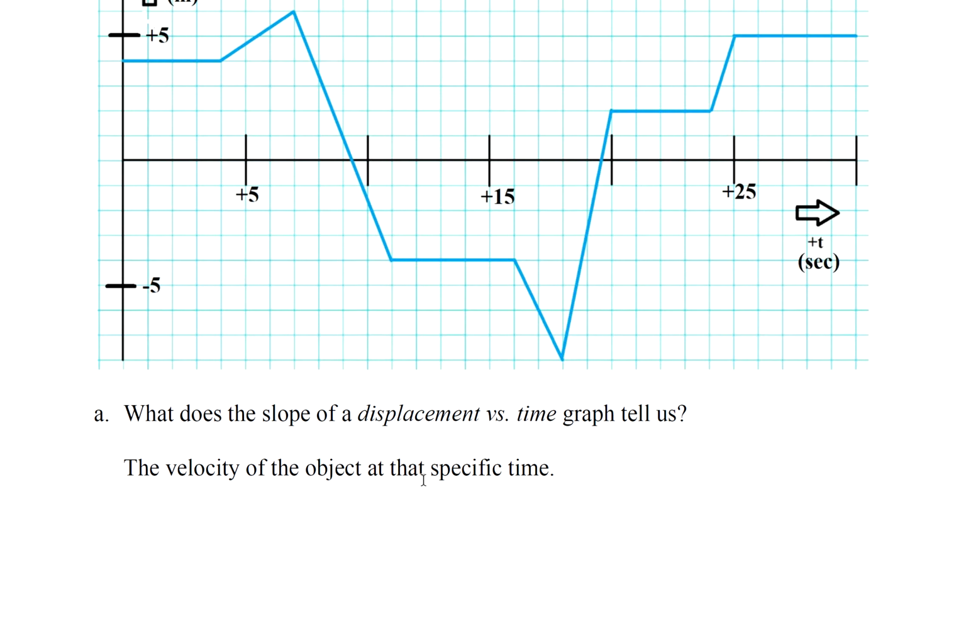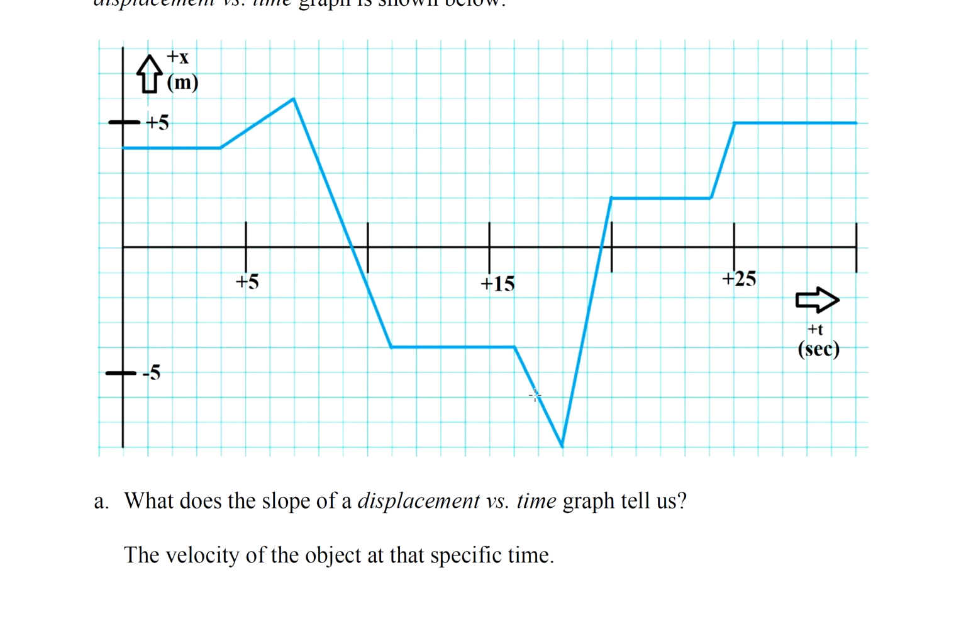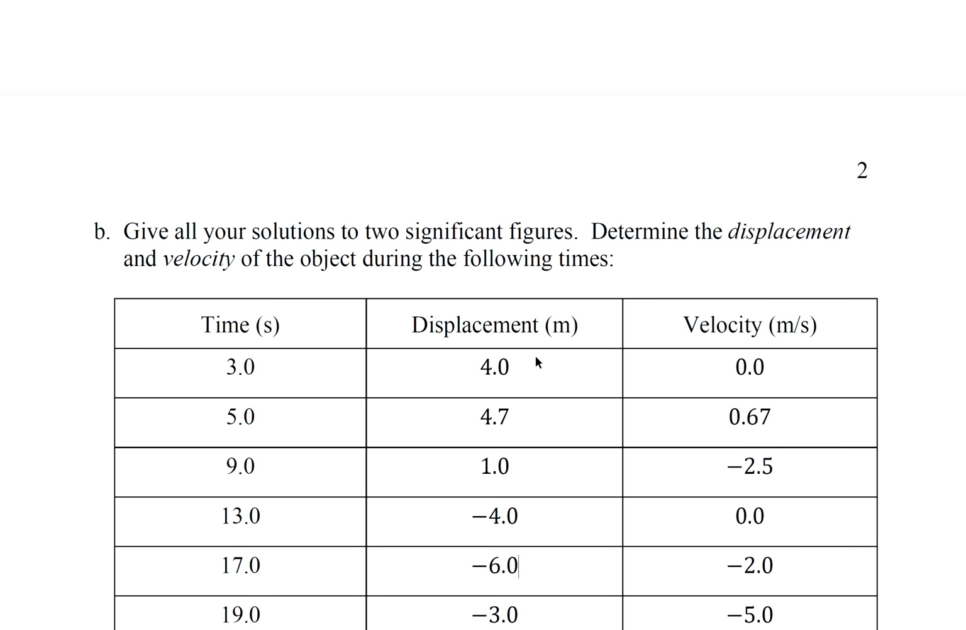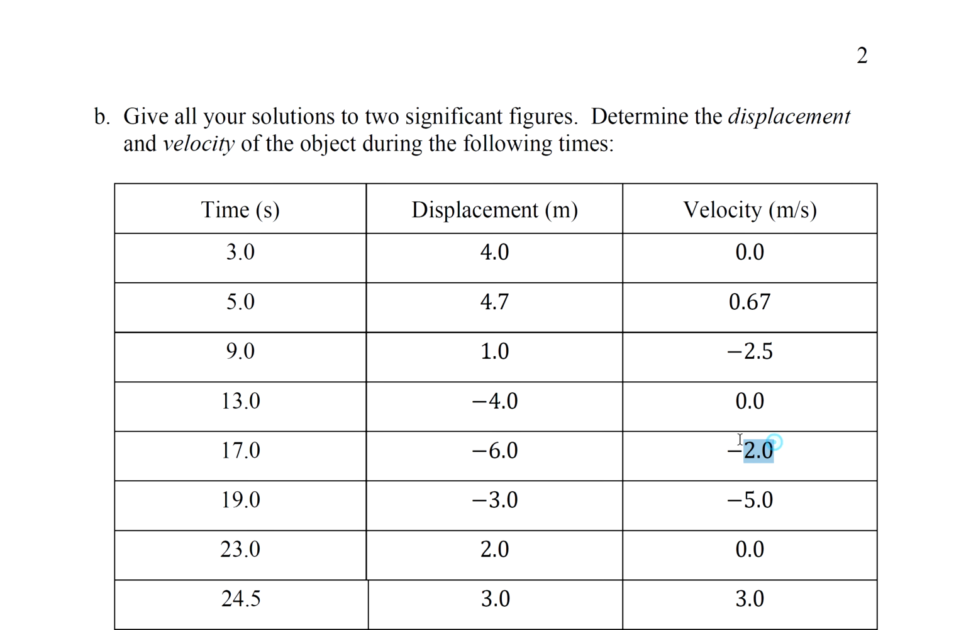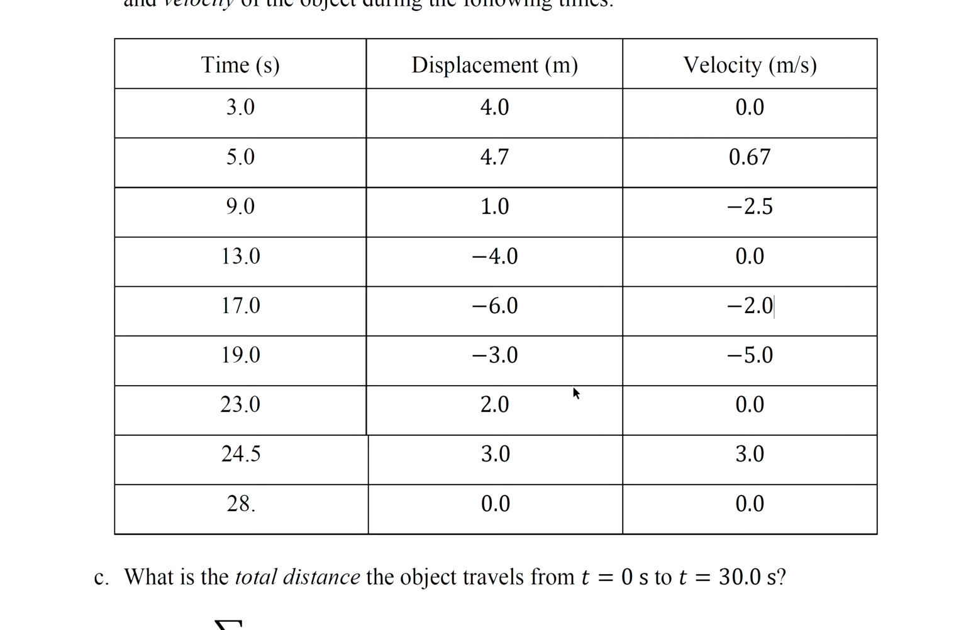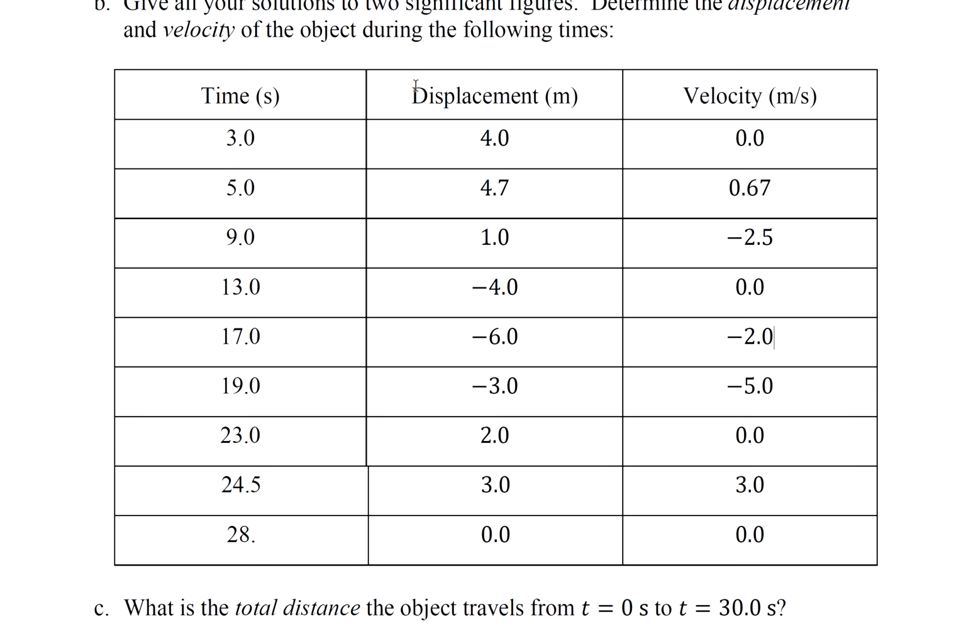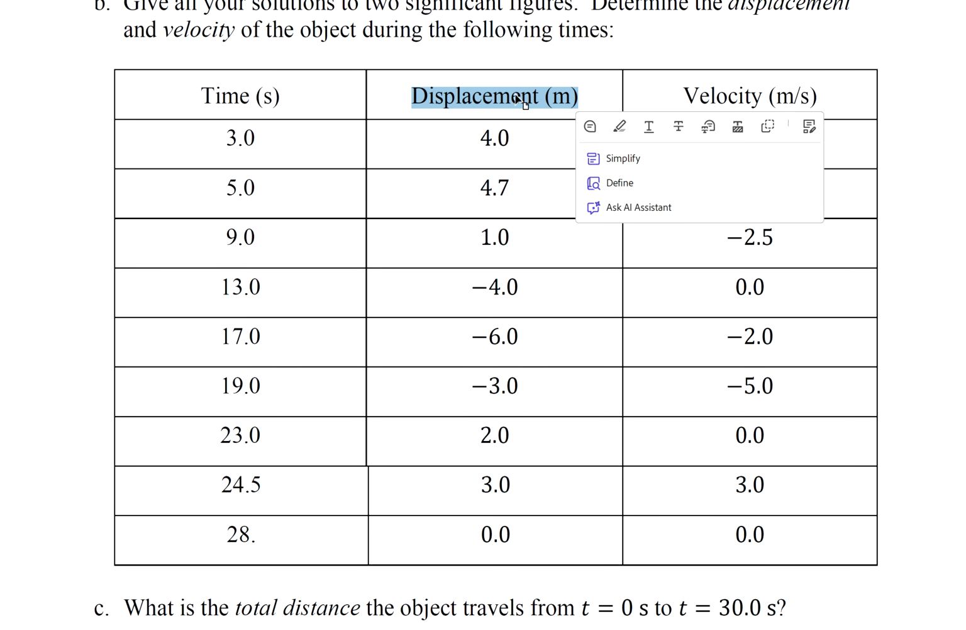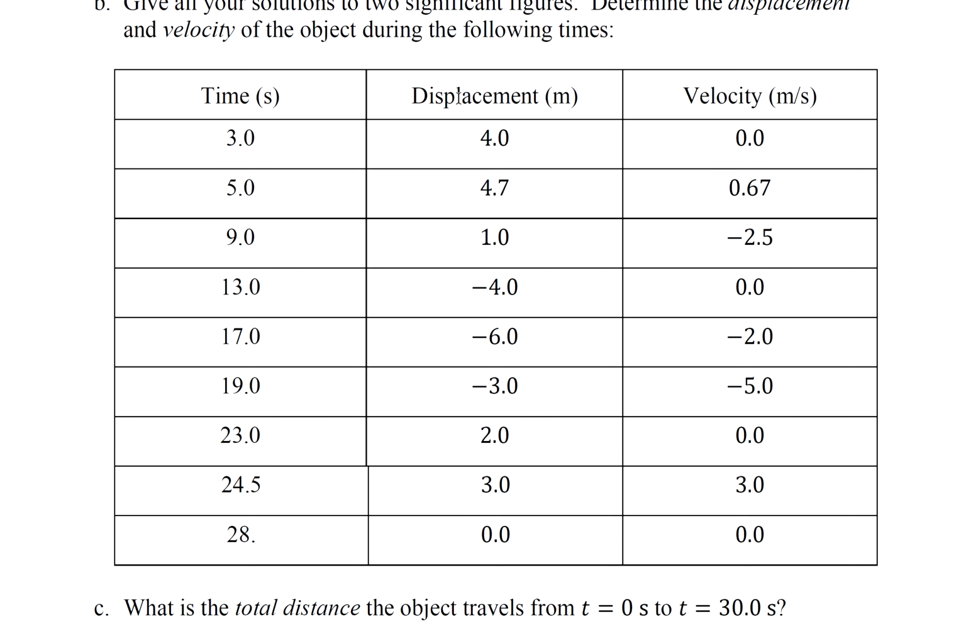What's the velocity at 17 seconds? Well, let's take a look at the slope. Is this slope positive or negative? It's negative. It's going to be 1, 2, 3, 4, negative 4 over 2. So it's going to be negative 2. So we got negative 2. So we could determine the displacement just by reading the graph, and we could determine the velocity by taking the slope.